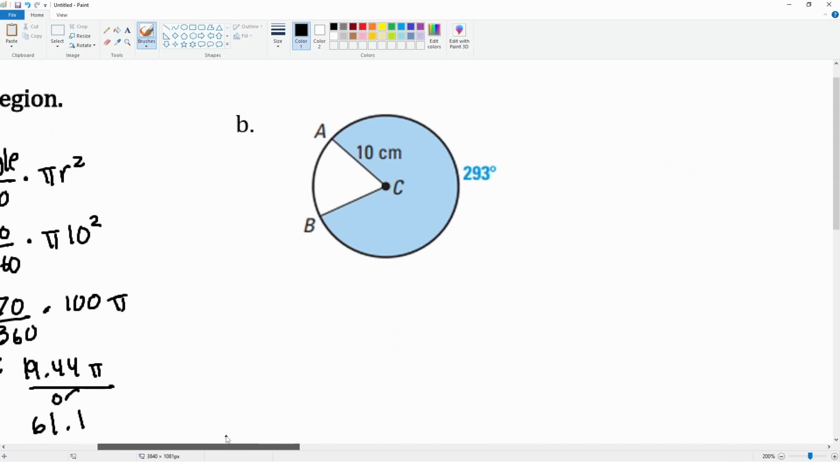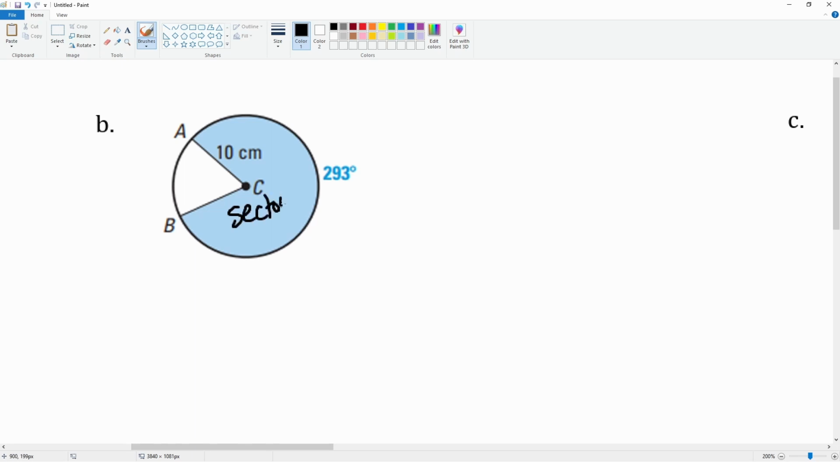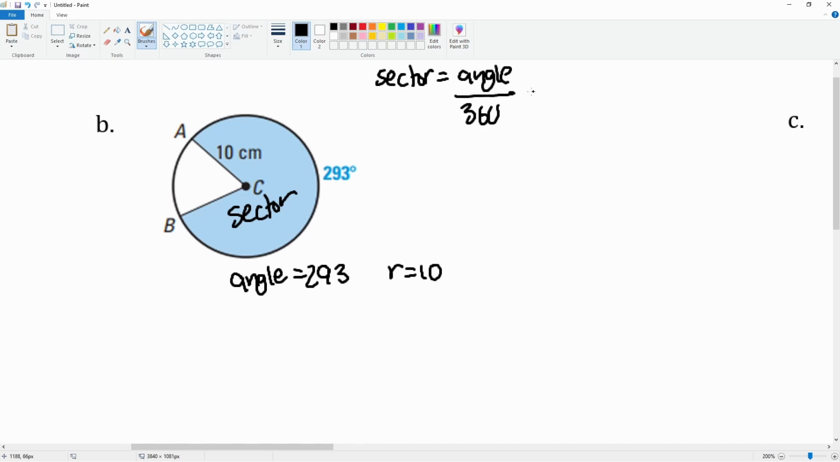All right, B, this is the sector we are looking for. The sector angle is 293, so the angle is right here, 293, and the radius here is 10. So let's plug into the formula. The sector is going to be equal to the angle divided by 360 times pi r squared. The angle is 293 divided by 360 times pi, r is 10 squared. So the sector is 293 divided by 360 times 10 squared, which is 100 pi.